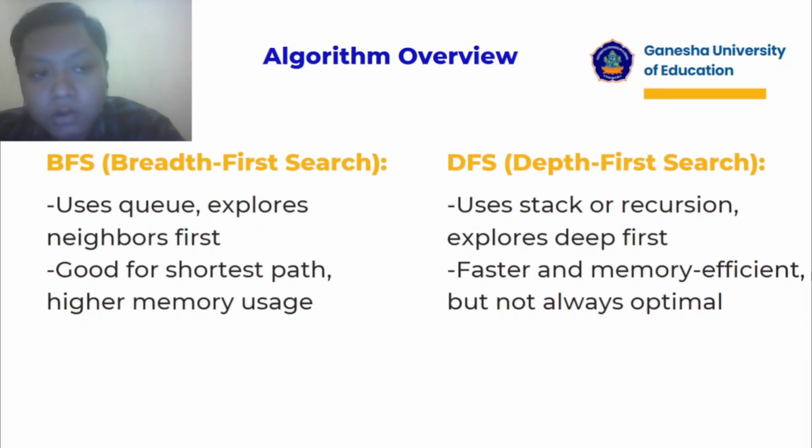Let's review both algorithms. BFS will explore the graph level by level using a queue. It is ideal for finding the shortest path but consumes more memory. And then DFS goes as deep as possible along each branch before backtracking, typically using a stack or recursion. It's faster and uses less memory, but it may not find the shortest path.